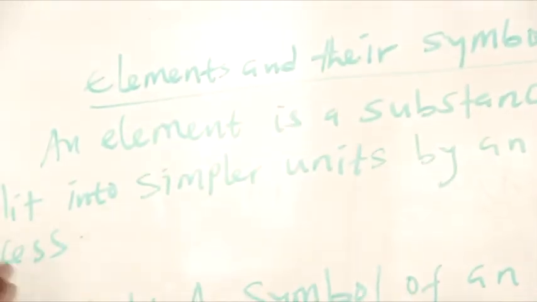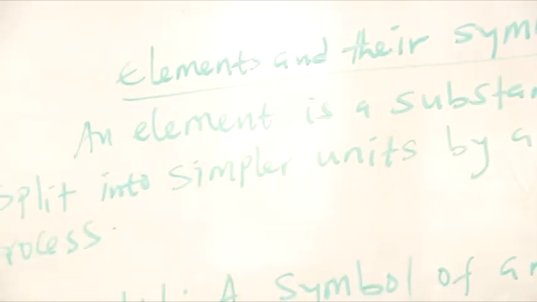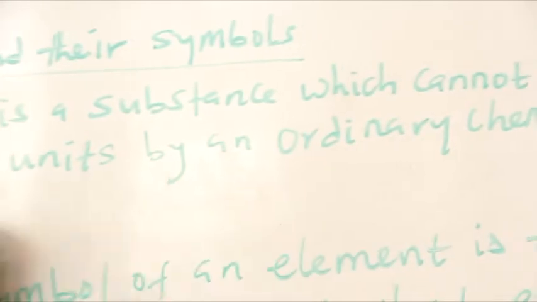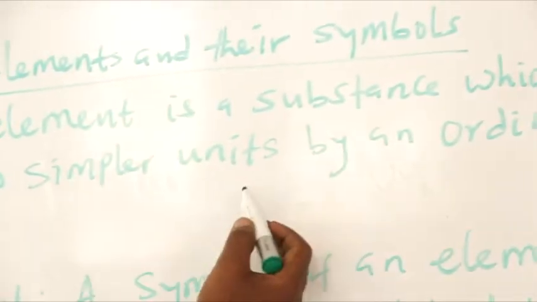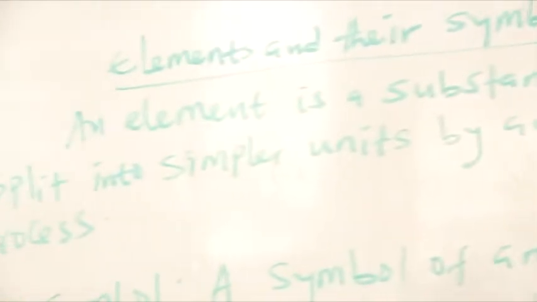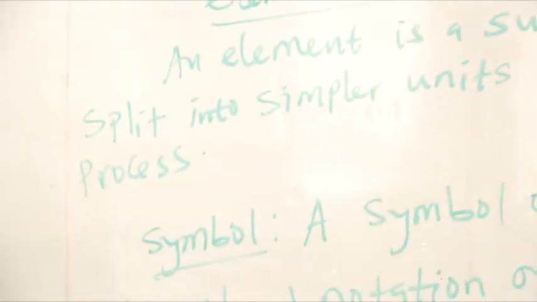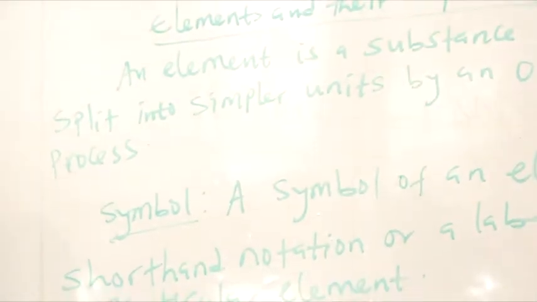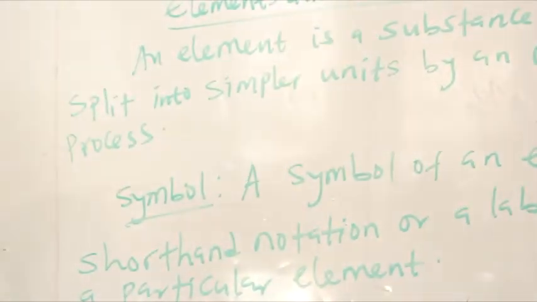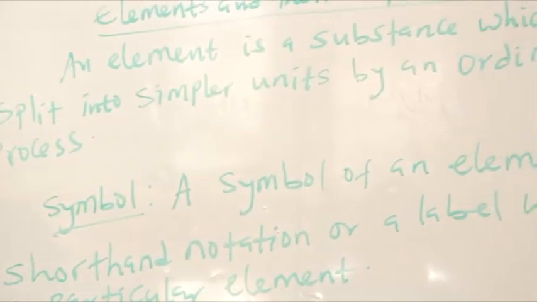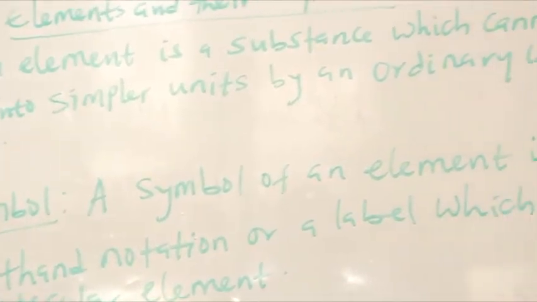In this video, we will learn elements and their symbols. Firstly, let us define an element. An element is a substance which cannot be split into simpler units by an ordinary chemical process. That means an element could be considered as the building blocks of other substances. It is the fundamental by which other substances are created.